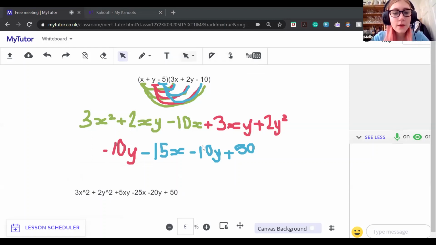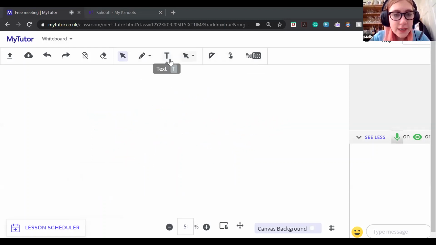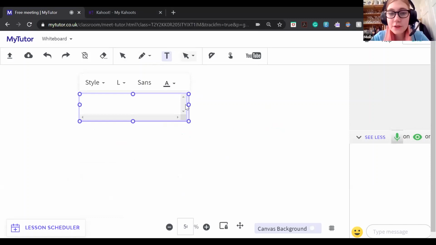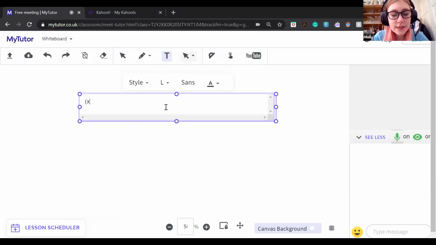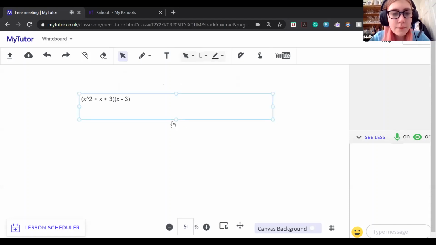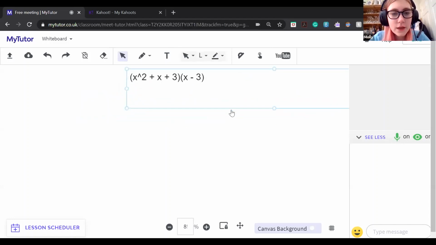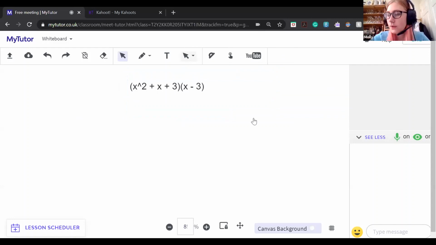Yeah, cool. So I'll give you guys one to have a go at, and then just type your answers in the chat and we'll see. So I'll make this one a slightly quicker one. So let's say x plus 4, and then in this bracket, in fact, let me just do x plus 4, x squared plus x plus 3, x minus 3. So give that one a go and pop your final answers in the chat, and I will reply to them saying whether you're right or not.